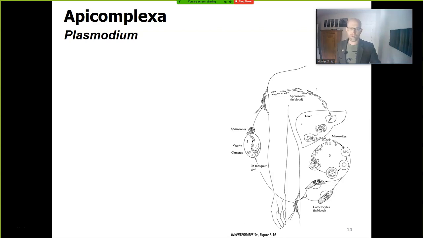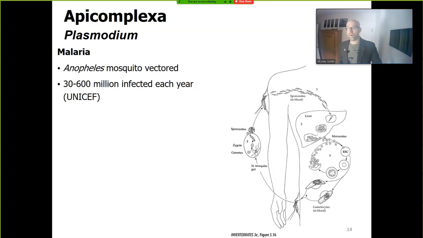So with Plasmodium, which is the most famous example of the apicomplexa, the parasite that causes malaria. It's vectored by the Anopheles mosquito, and millions of individuals are infected every year. Of those, a relatively small proportion die, but if you've had malaria yourself, or if you know someone who has had it, you know that the effects are debilitating and reoccurring.